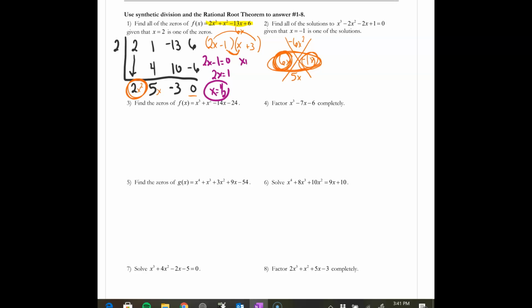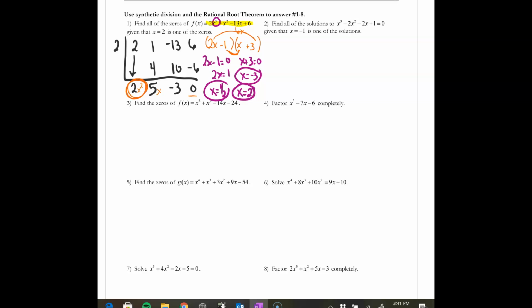And then I could take the other one, set it equal to 0, subtract 3, and I get my other answer. And then remember, this exponent in the original problem says that there are 3 zeros. I've given you one of them. So included in x equals negative 3 and x equals 1/2, we want to remember that x equals 2, which was given to you, is one of the 3 solutions. Okay? All right.